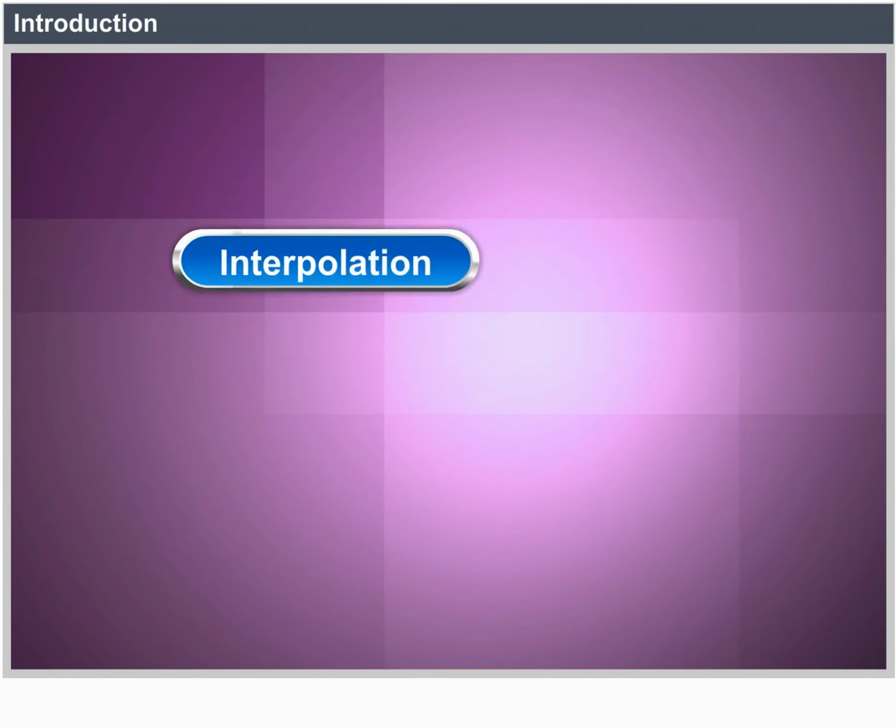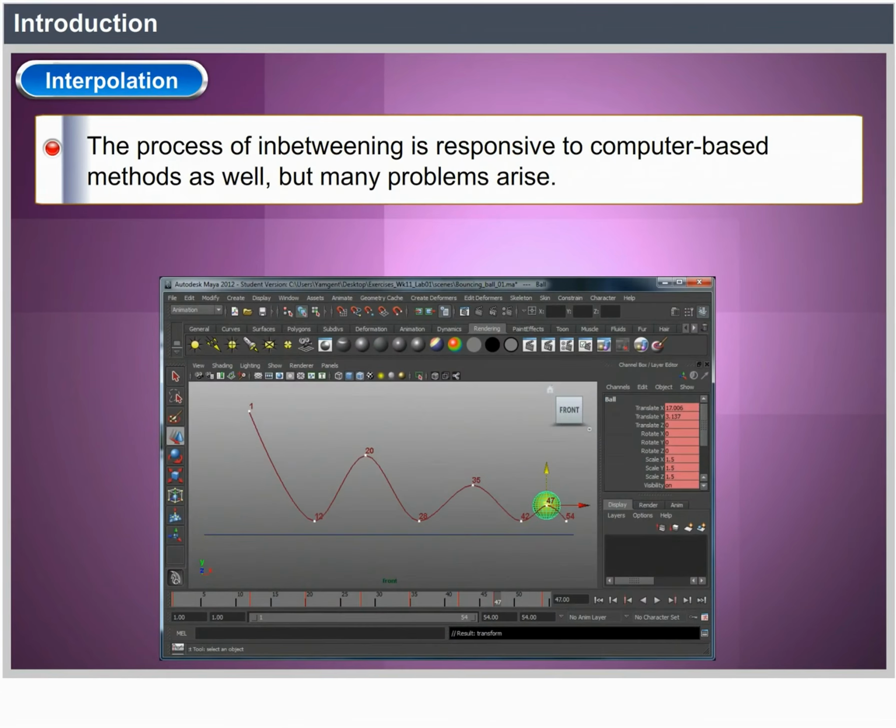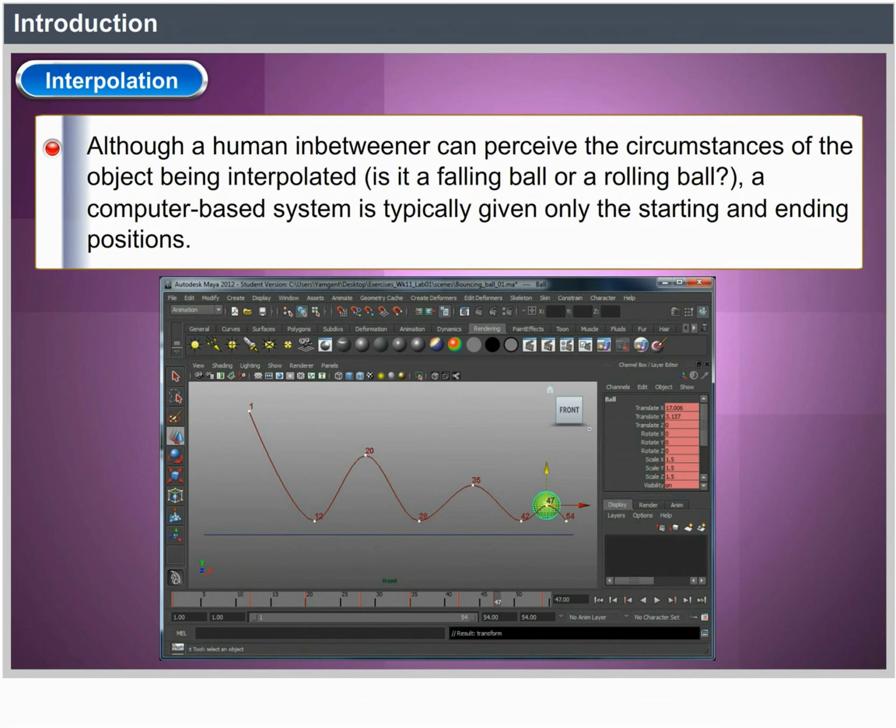Interpolation. The problem of in-betweening is amenable to computer-based methods as well, but many problems arise. Although a human in-betweener can perceive the circumstance of the object being interpolated, is it a falling ball or a rolling ball, a computer-based system is typically given only the starting and ending positions.